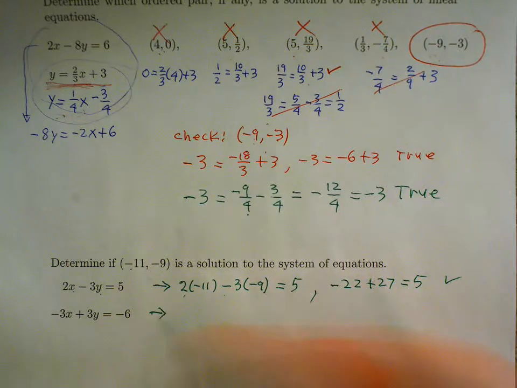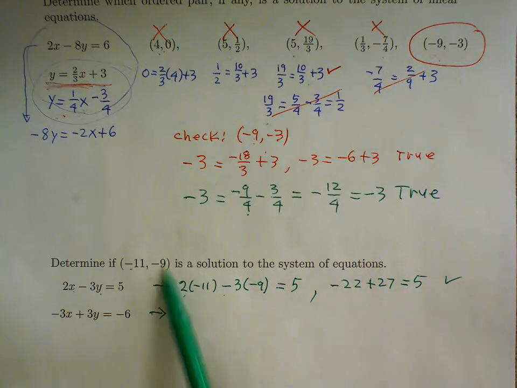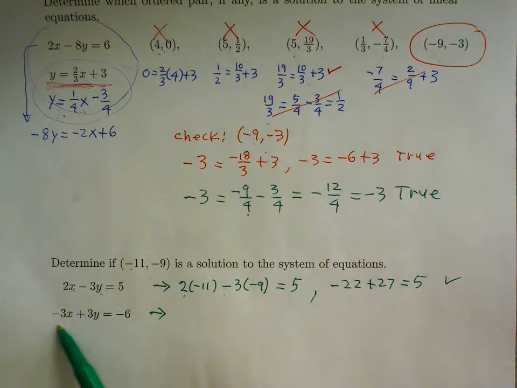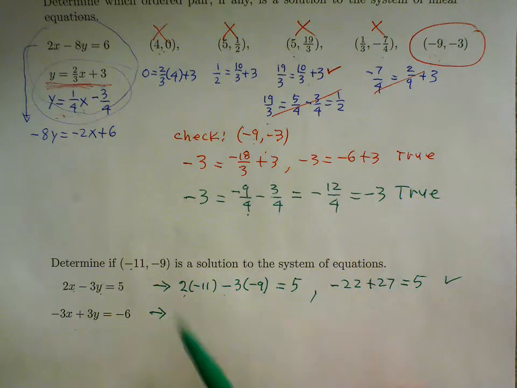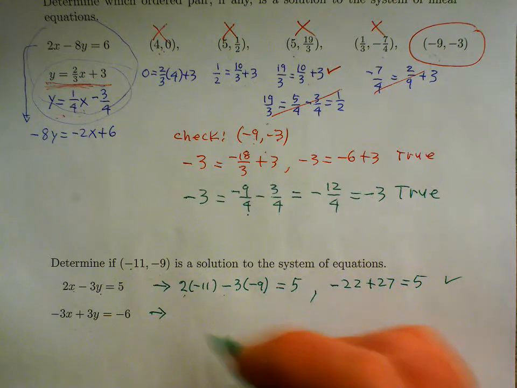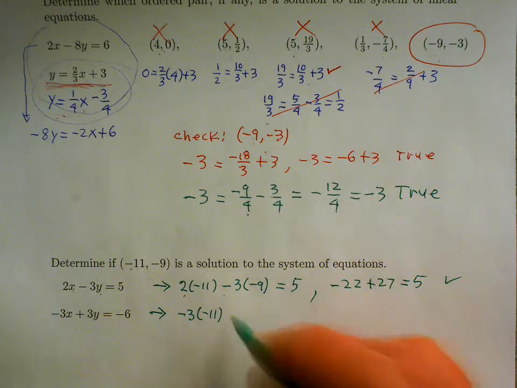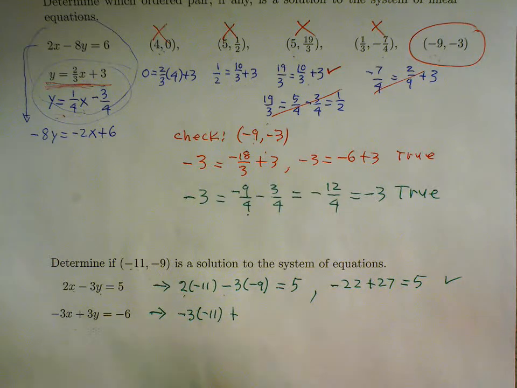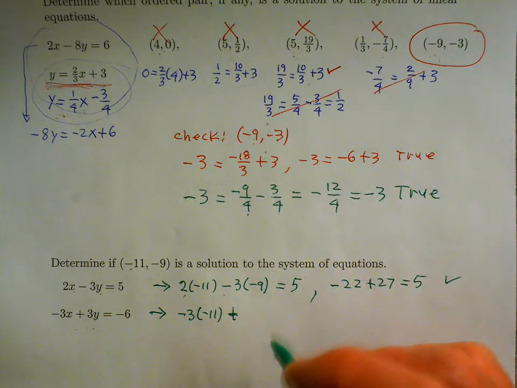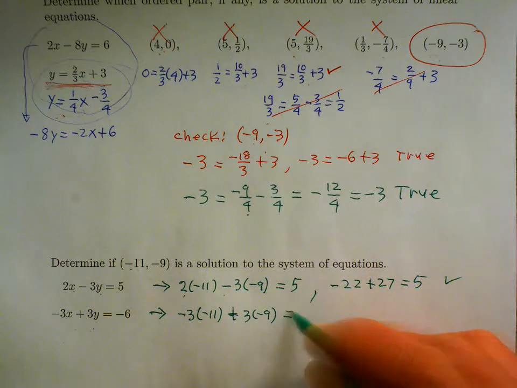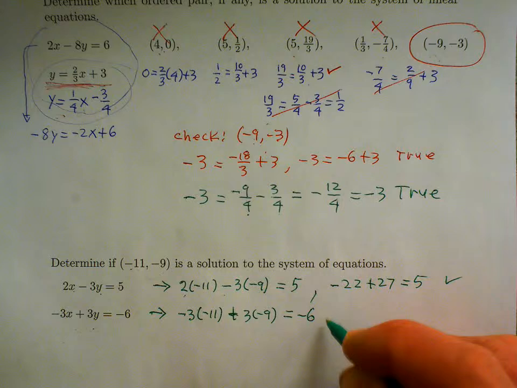But in order for it to be a solution to the system, it also has to be a point on the other line. So in the bottom equation, -3x plus 3y equals -6. Replace x with -11. So we get -3 times -11. Replace y with -9. So we're adding 3 times -9. We want to know if that's equal to -6.